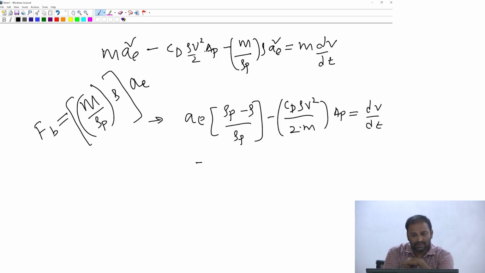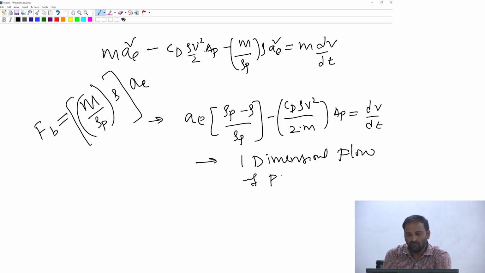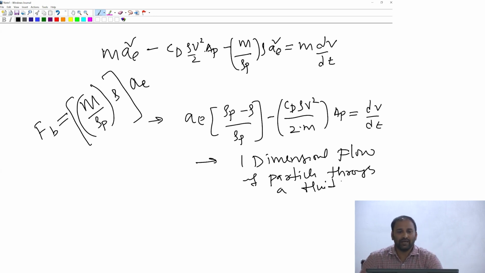Now, this particular equation is the governing equation for something called a one-dimensional flow of a particle through a fluid. The reason it's one-dimensional is because you're considering a particle moving in a direction parallel to the direction of the external force and the buoyancy. However, you may have cases where that need not be the case.